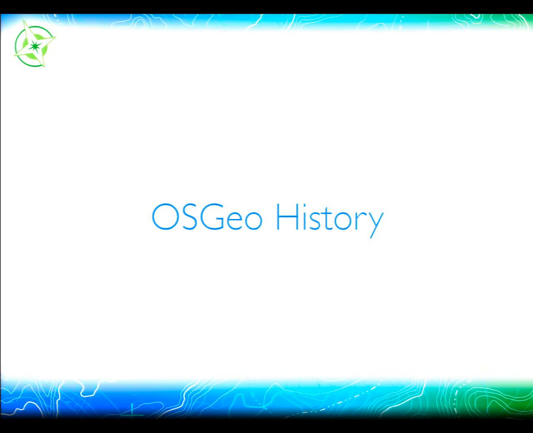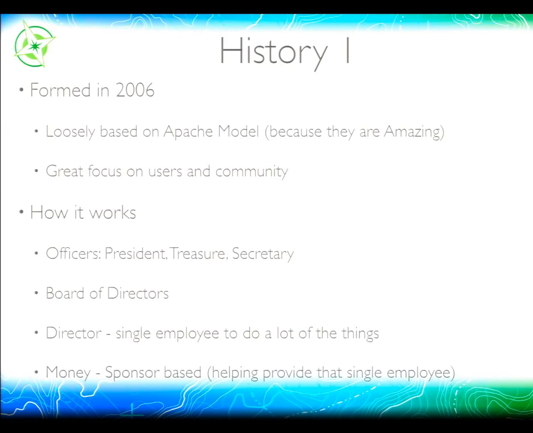I'm going to do a really quick history of OSGeo. I guarantee it is so high level it will probably offend everybody. OSGeo was formed in 2006. I think the second attempt stuck. And it was loosely based on the Apache model because Apache was really amazing in 2006. And once again, they're amazing now with all their cloud initiatives. One thing I really love about OSGeo is that great focus on users and community. I really find that that's a lovely thing in the software world.